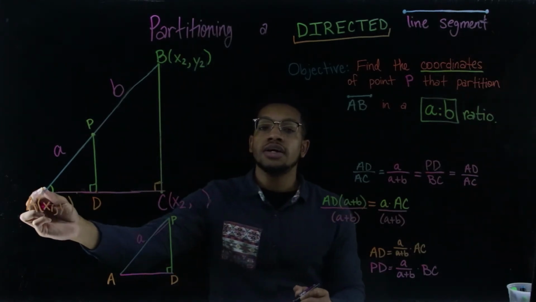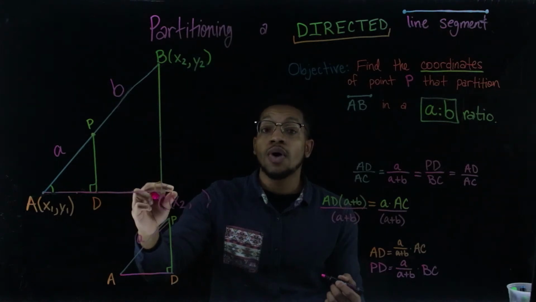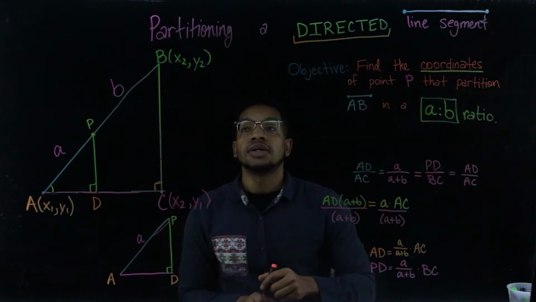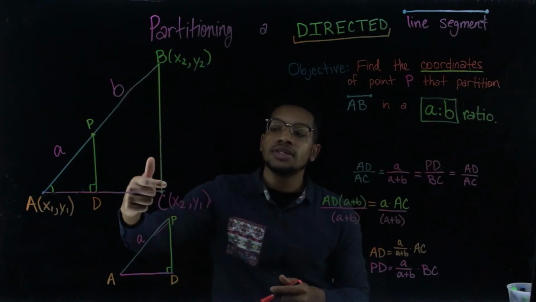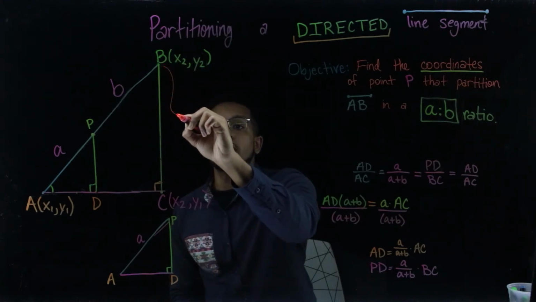And then from point A to move over to the right means that I didn't move up at all, so my Y coordinate doesn't change. So that stays as Y1. Now when it comes to the distance from B to C, that's just the difference of Y values. So I'm gonna just say Y2 minus Y1.